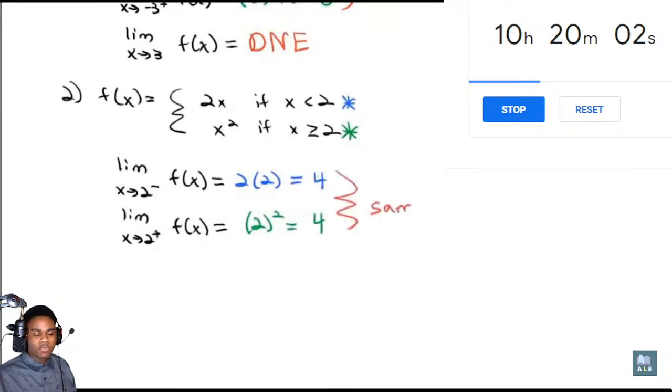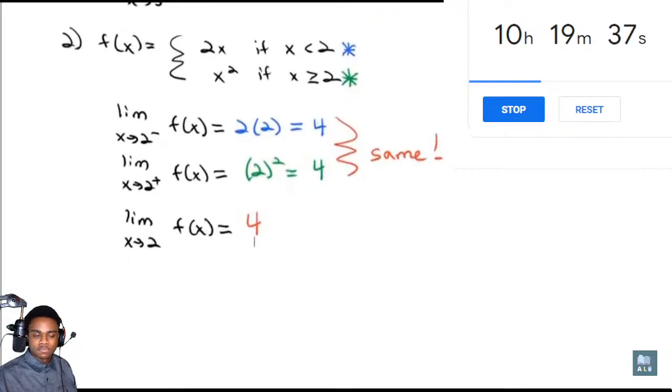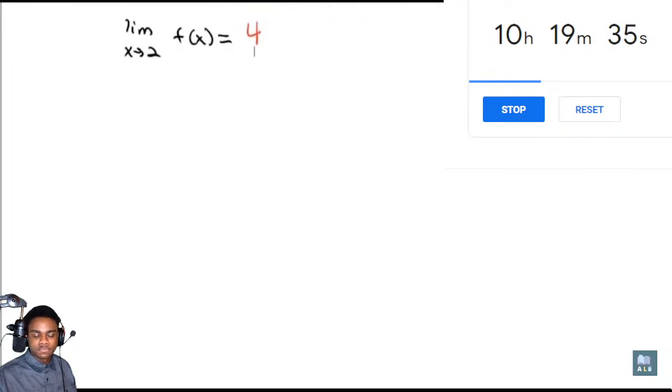This time you notice we have the same value for both the left and the right-sided limits. When we have the same value, then we can say the limit as x approaches 2 of f of x does exist. In fact, that limit is 4, whatever is the same on both the left and the right side. So the important thing with piecewise functions is we have to be equal to the same number on both sides of the function.